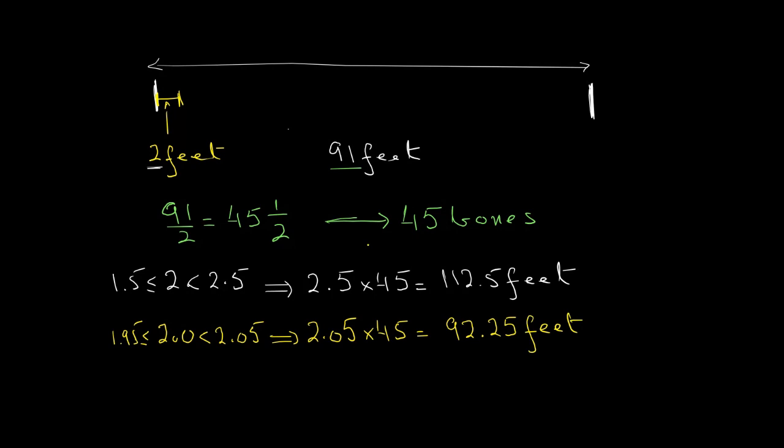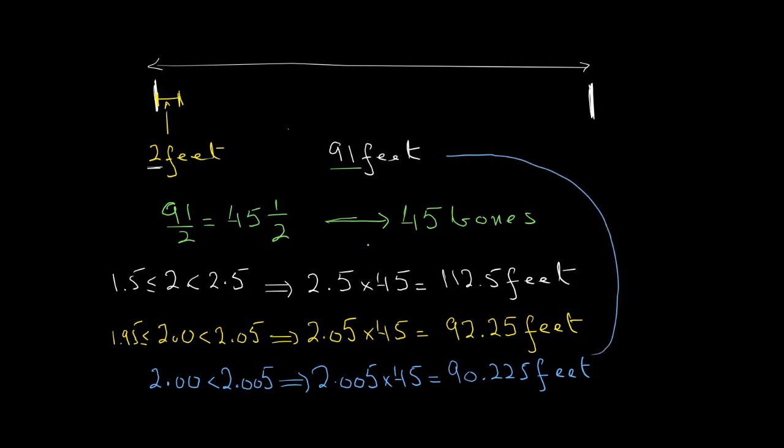So you may have to now go to three significant figures. If you measure your boxes and they turn out to be 2.00 feet, then you know the answer is less than 2.005. And if you multiply 2.005 by 45, you get an answer which is equal to 90.225 feet, and that will work because 90.225 feet is less than 91 feet. So clearly 45 boxes will fit into your 91 foot container.